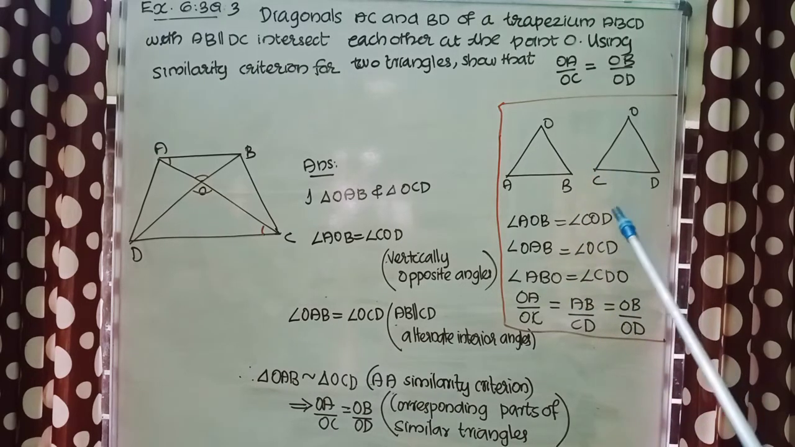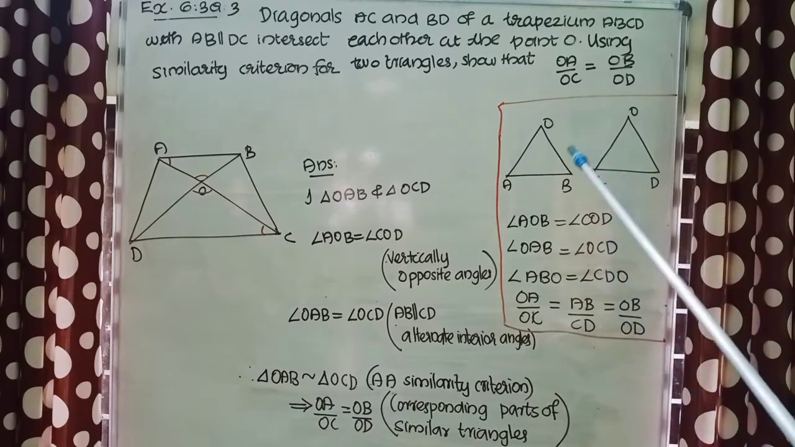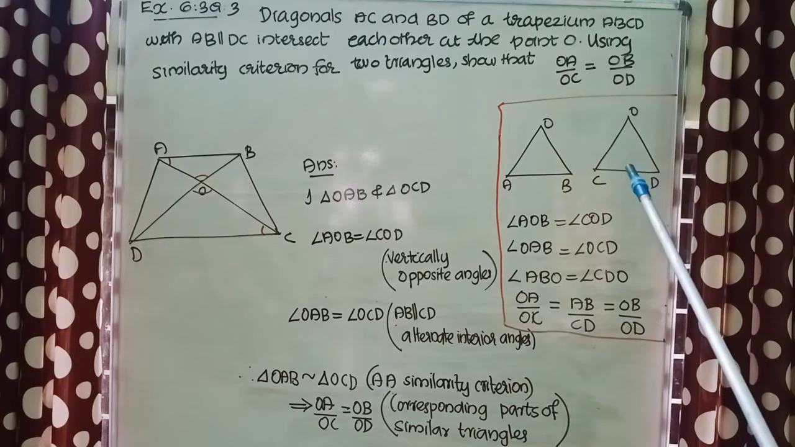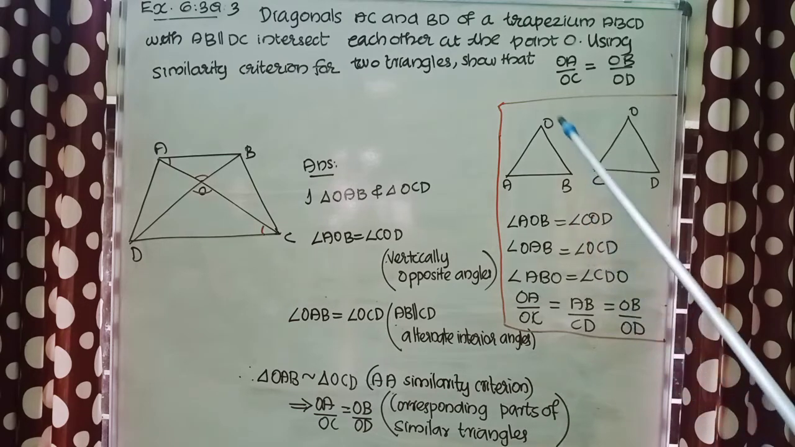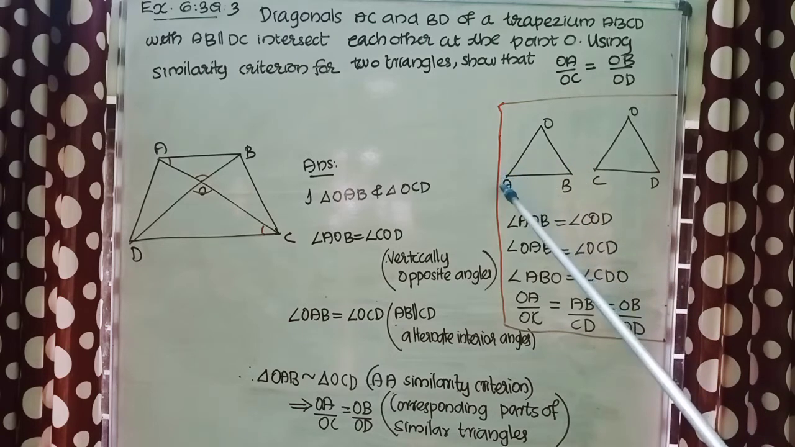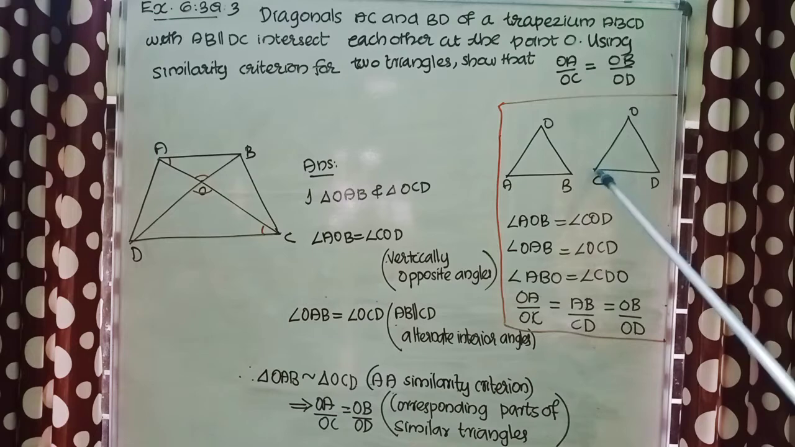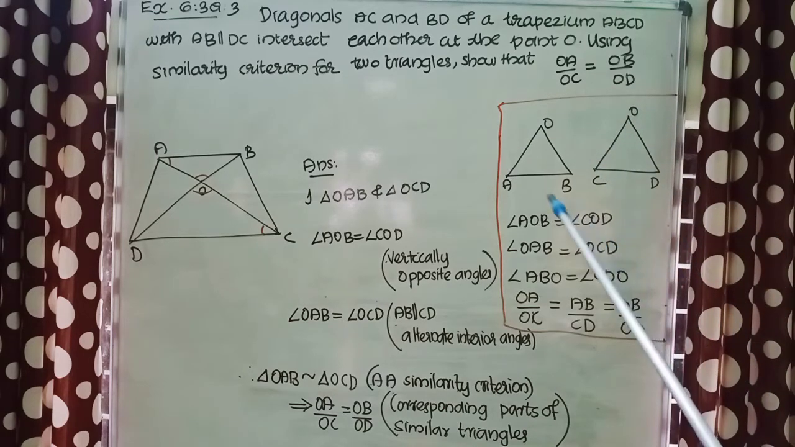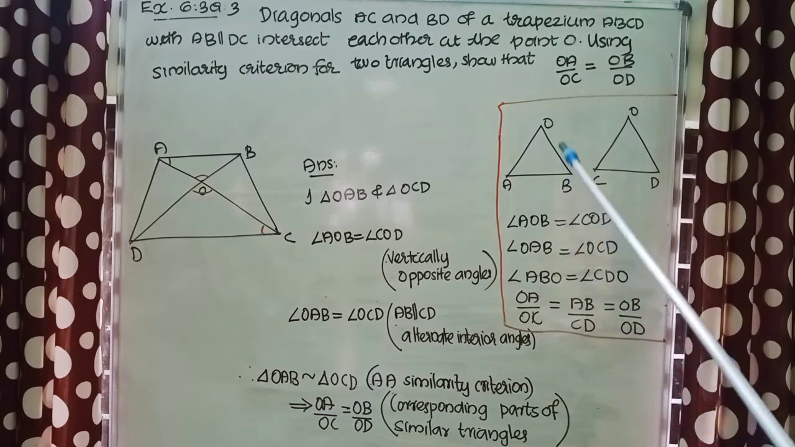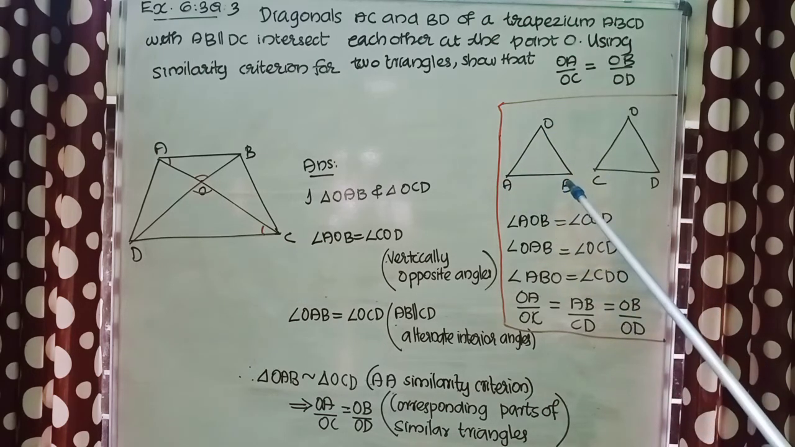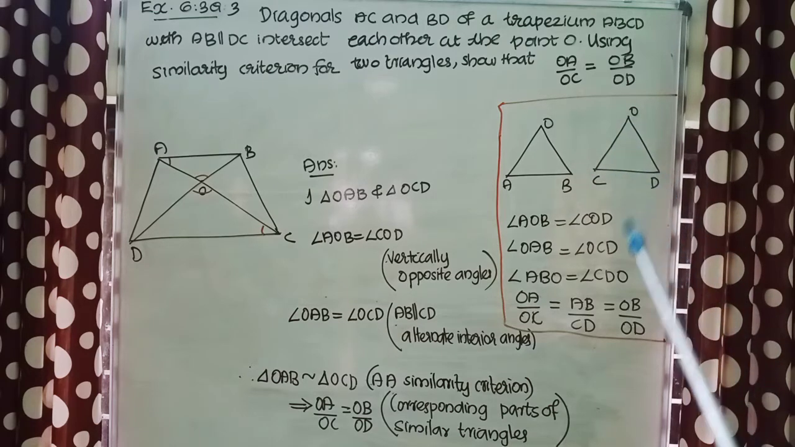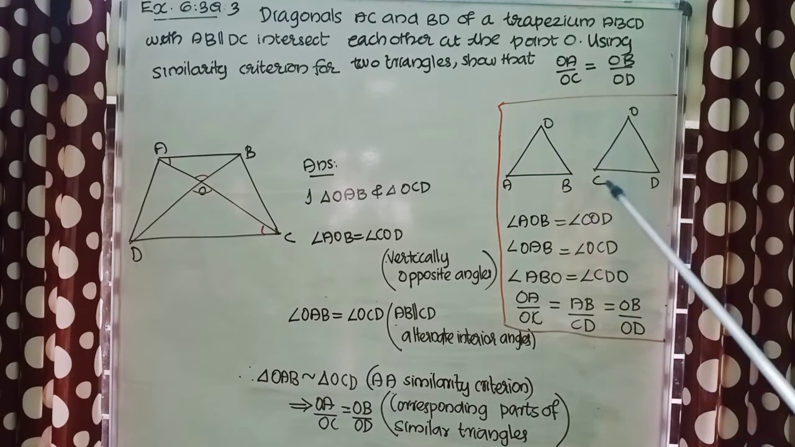We know the corresponding parts are three angles and the ratio of three sides. So first let us write the three angles. First this angle O and angle O. Full name you have to write down. So we can write AOB and COD. First one. Then this angle A and angle C, we can write it as OAB and OCD. Then angle B and angle D, we can write it as ABO and CDO. So three angles we have written.